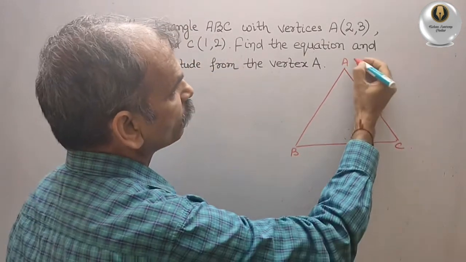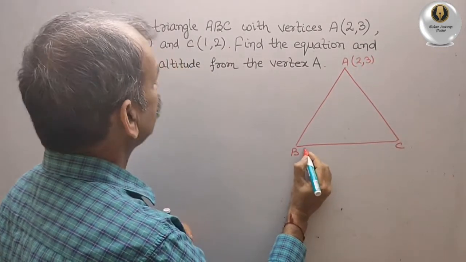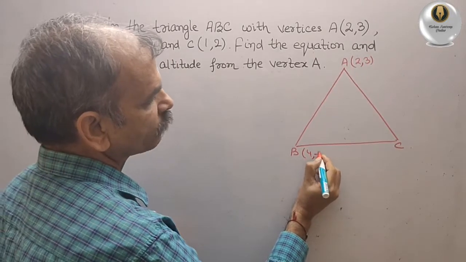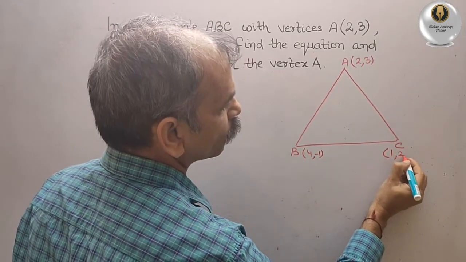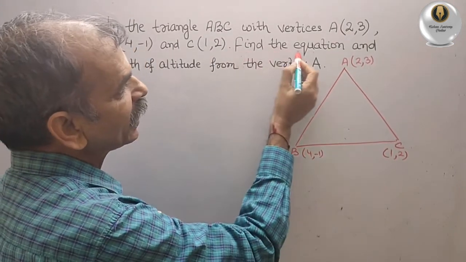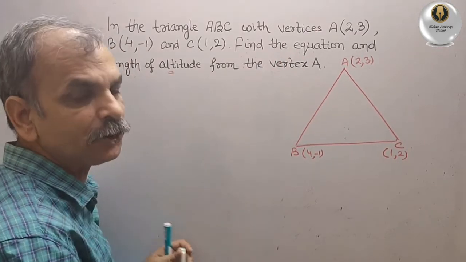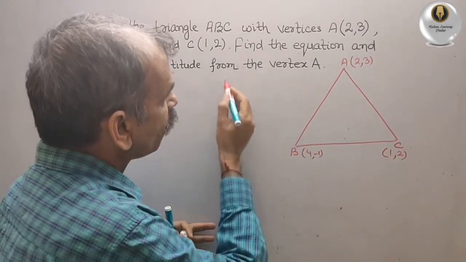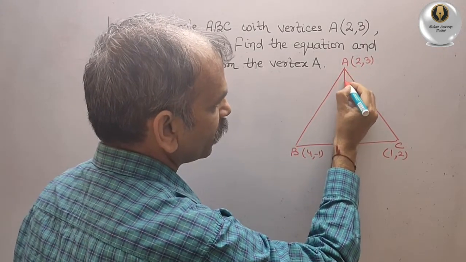The coordinates of A is (2, 3), B is (4, -1) and C is (1, 2). What he has told you is to find the equation and length of altitude. Altitude means height from the vertex A. That means this, from here to here.